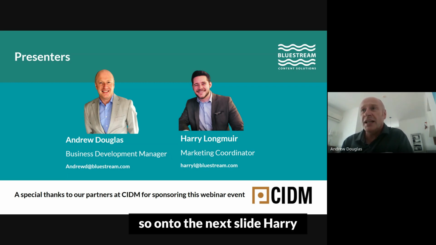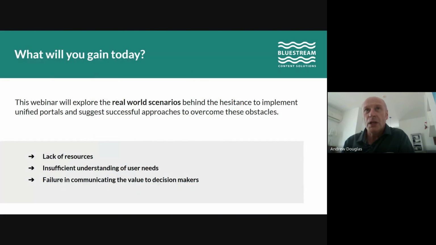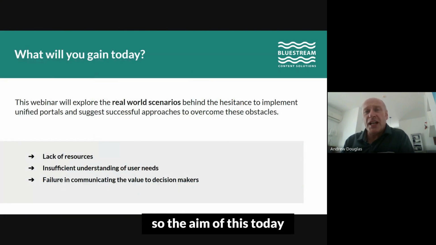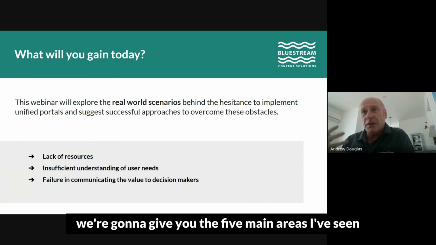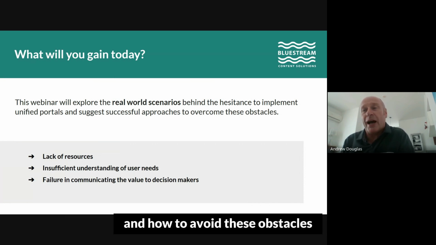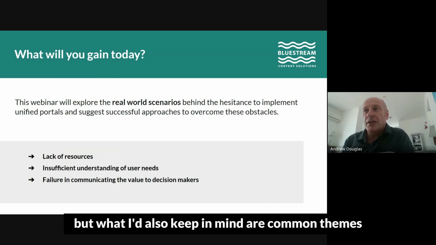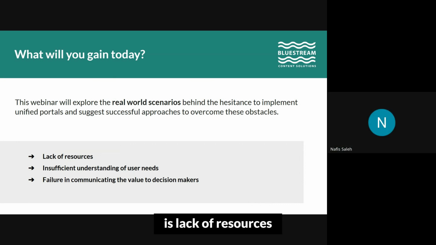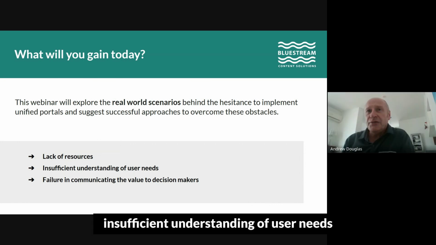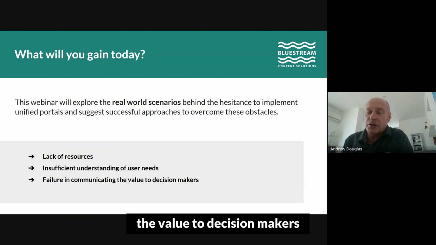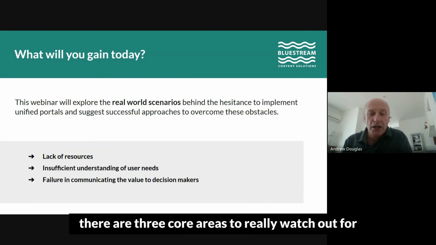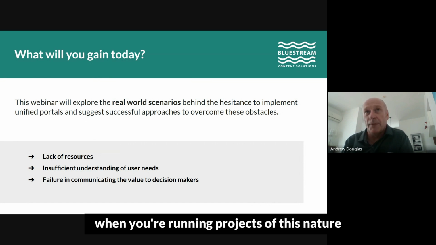So on to the next slide, Harry. The aim of this today, I think, is to provide you with this overview. We're going to give you the 5 main areas I've seen and how to avoid these obstacles. But what I'd also keep in mind as common themes are lack of resources, insufficient understanding of user needs, and failure to communicate the value to decision makers. As it says there, these are 3 core areas to really watch out for when you're running projects of this nature.